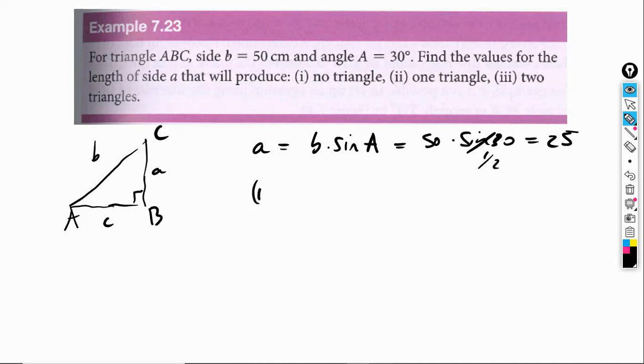So number one, no triangle. For no triangle, it would be where a is less than 25, because that's the case where a would just be hanging there and not possibly forming a triangle.